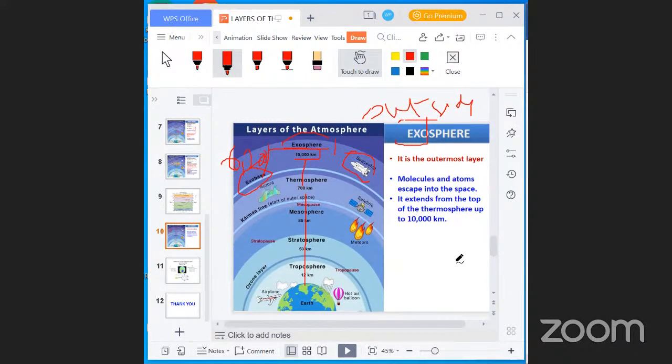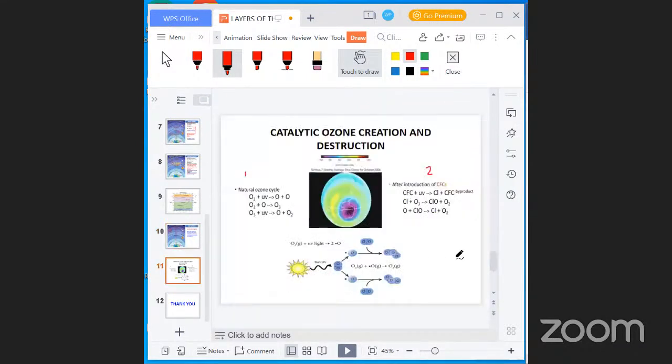Now we are going to cover catalytic ozone creation and destruction. So how is ozone formed, and how is it destroyed? Now you see here.